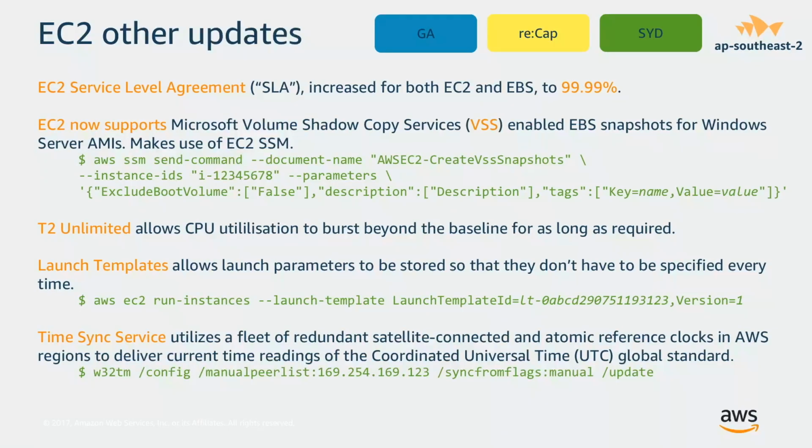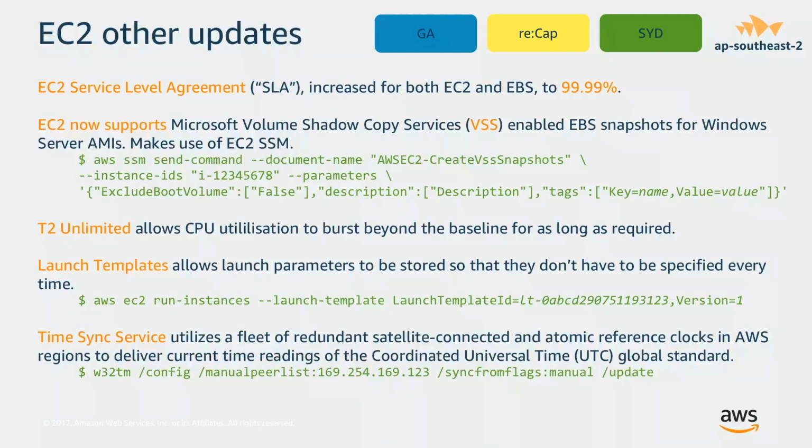So other updates on EC2, we changed the EC2 SLA to 99.99. EC2 now supports Volume Shadow Copy Service. So essentially, you'll be able to do EBS consistent snapshots without using any third-party agents.